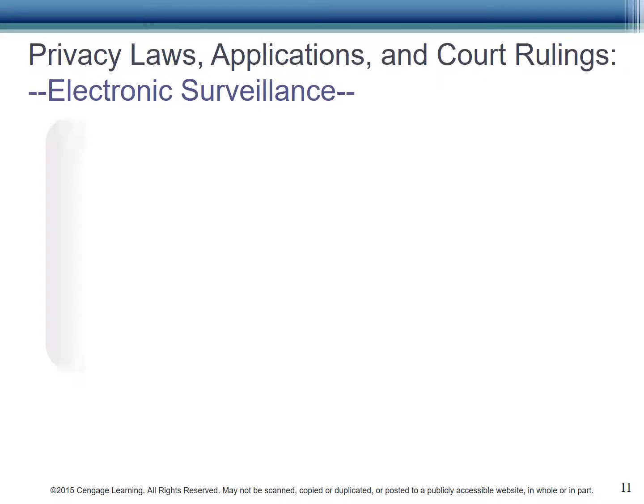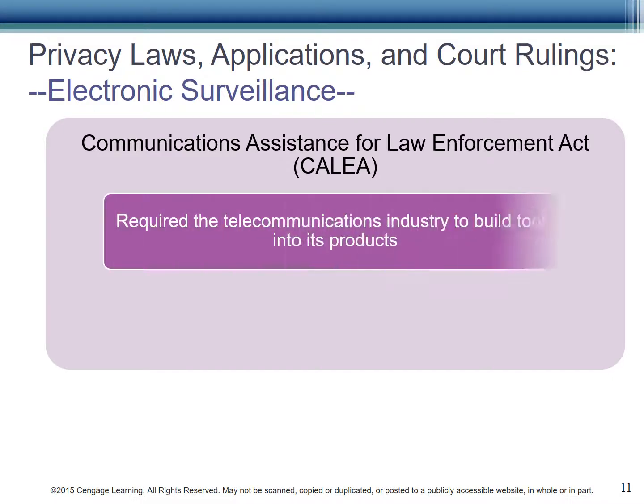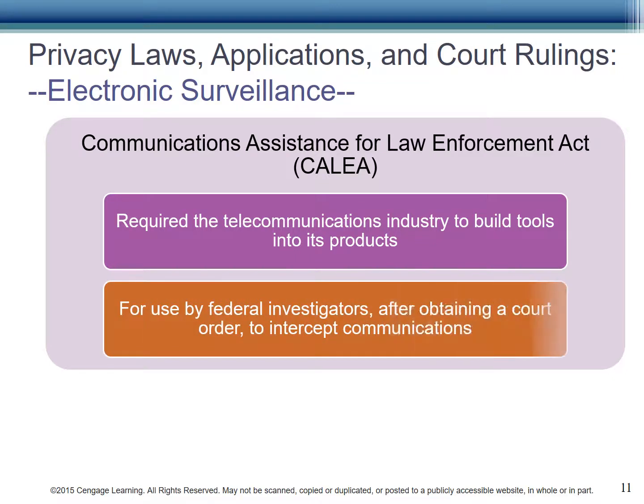Another law affecting electronic surveillance is the Communications Assistance for Law Enforcement Act, passed in 1994. This law required telecommunications providers to build tools into their products to assist federal investigators in their investigations. A court order is required prior to receiving permission to compel compliance. This law came into the public discussion recently, where the FBI asked Apple to help it break into the iPhone of one of the San Bernardino killers.